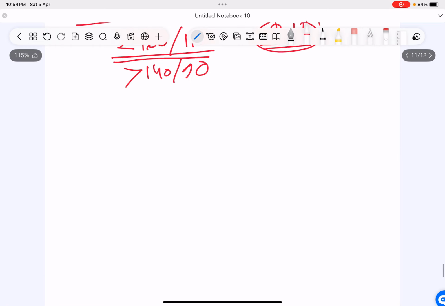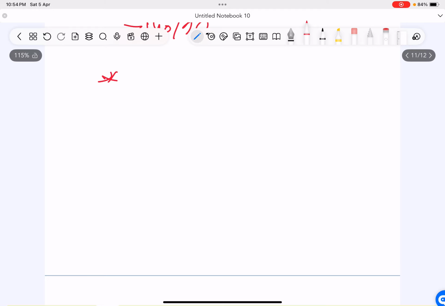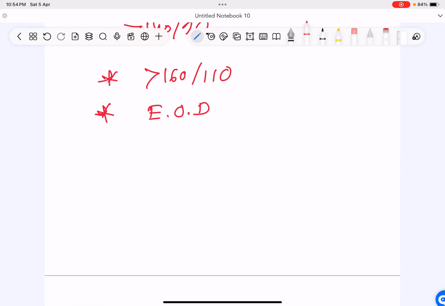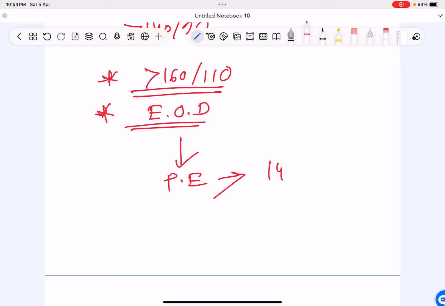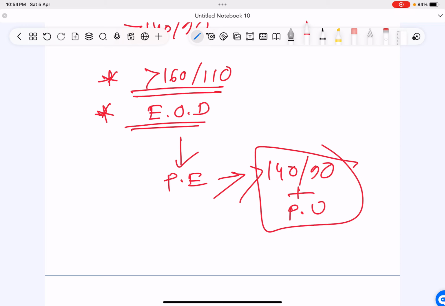So severe preeclampsia diagnosis के सिर्फ दो ही criteria हैं, 1 and 2, BP and end organ damage. If either of the one is present, it is a severe preeclampsia. If neither of them are present, you have to diagnose whether it is preeclampsia or not. If there is blood pressure more than 140 by 90 and there is no end organ damage but with proteinuria, it is a mild preeclampsia.